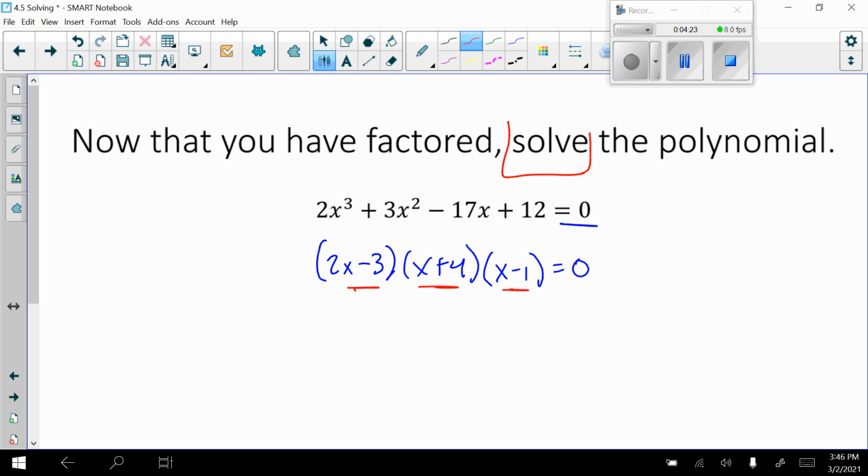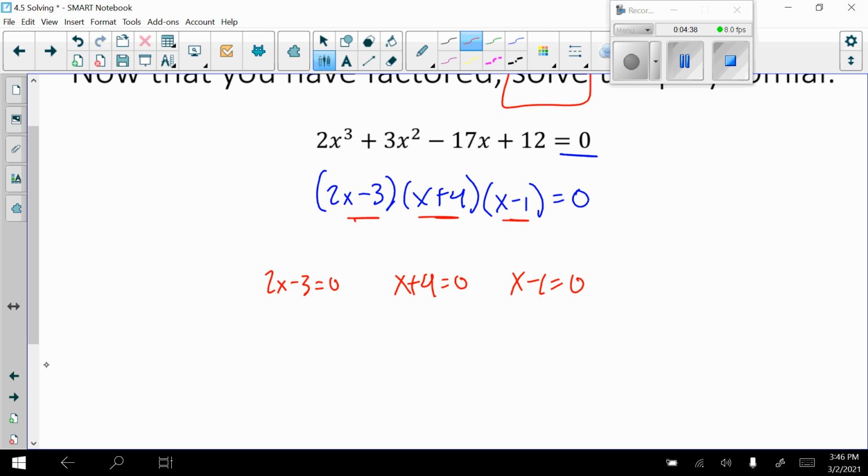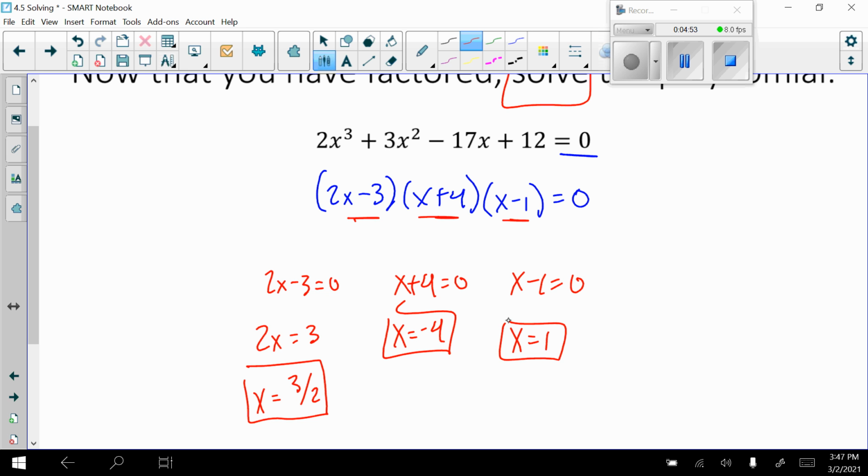Remember, solving is all about finding the x-intercept or getting x alone. So I'm going to take each of these pieces, set them all equal to 0 individually, and then solve them each for x. For this one, I have to add 3. I get 2x equals 3, divide by 2, and I get x equals 3 over 2. So there's one of my x-intercepts. On this one, I subtract 4, and I get x equals negative 4. And over here, I add 1, and I get x equals 1. So these are my three solutions right here, 1, 2, and 3.